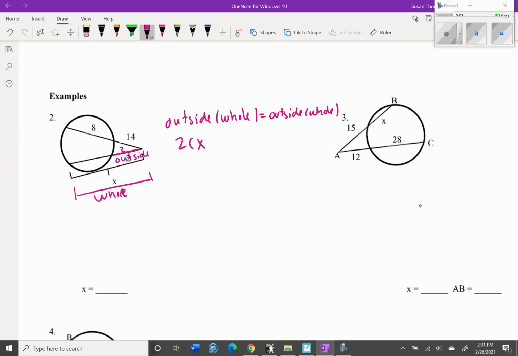So 2 times x is equal to the outside. Now be careful here, because for this second one, notice that they didn't add those for you. So you have to add the 8 plus the 14 to get the whole, which is 22. So the outside is 14, because that's this length right here, times the whole, which is 22. So we end up with 2x equals 14 times 22. So 2x is equal to 308, divided by 2, and x is equal to 154.